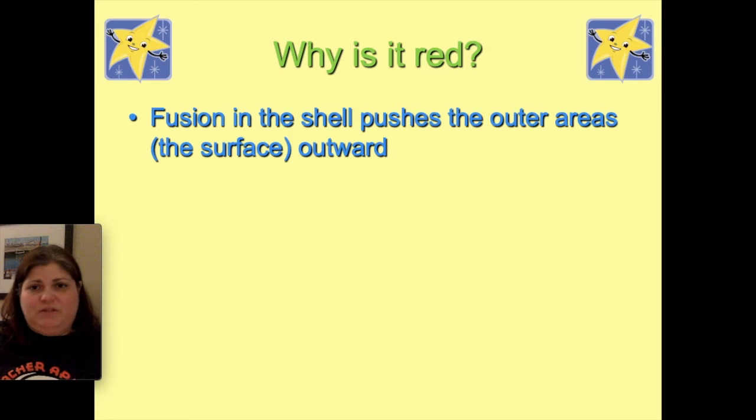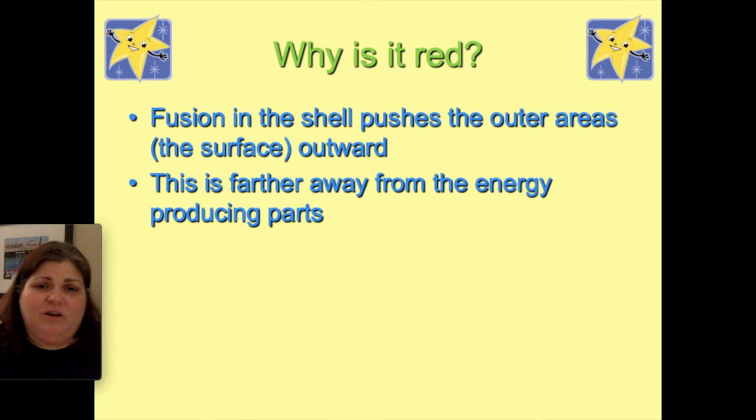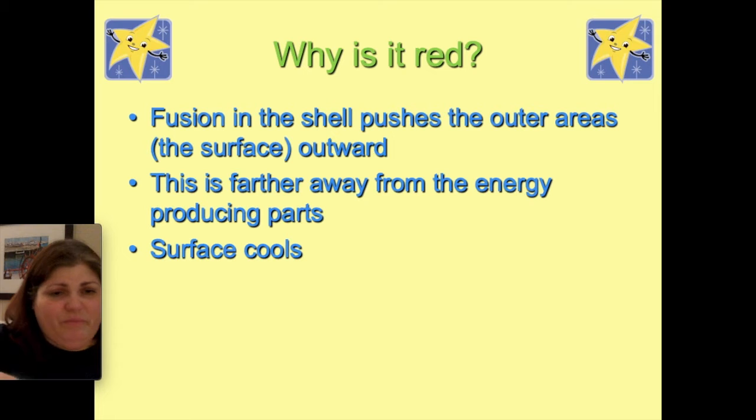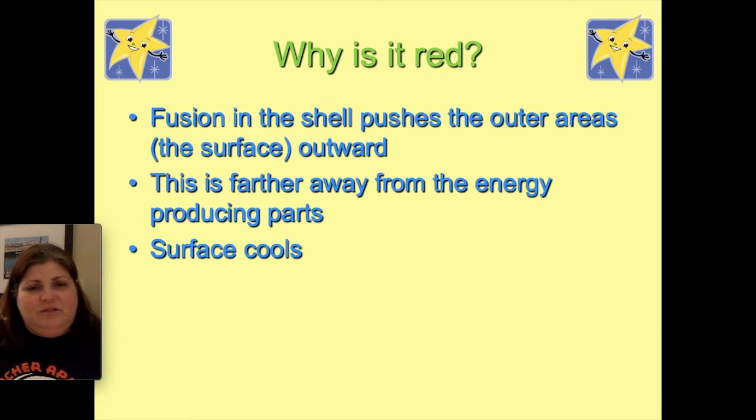Because the surface of the star is farther away from where the center is, it actually cools off a little bit. So even if the star was warmer, like our sun, which is yellow, the star will become orange or red, usually red at this stage, as the surface expands due to that shell fusion and cools down.